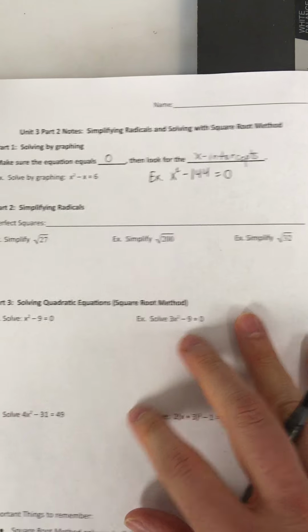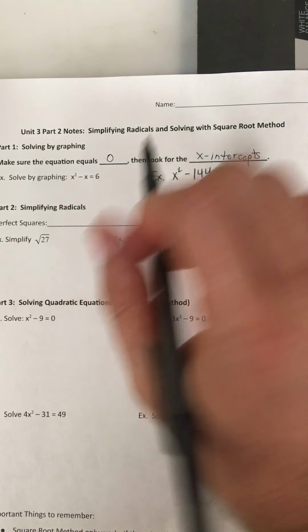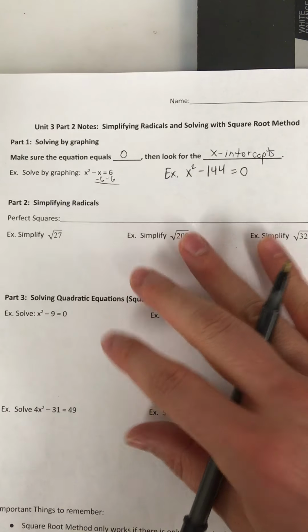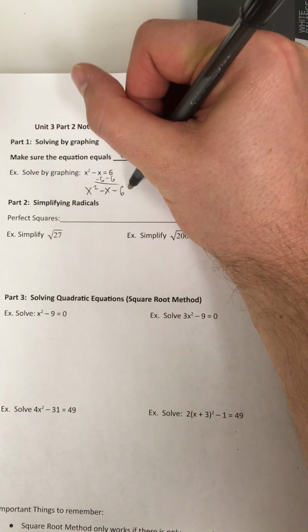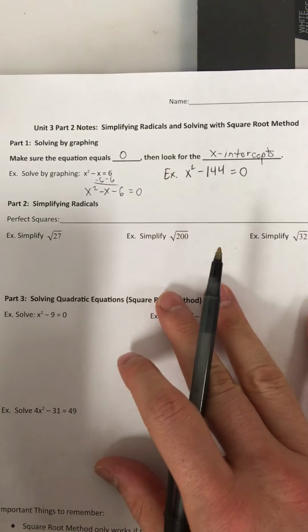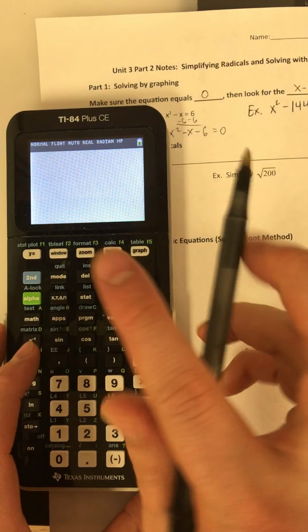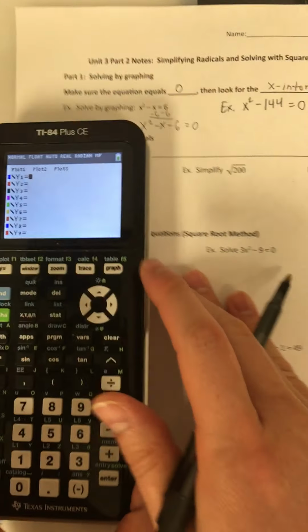So for example, the first problem, x squared minus x equals 6. I need to get that equal to 0. I would subtract 6 from both sides, so that would now say x squared minus x minus 6 equals 0. Now I'm going to use my graphing calculator to graph this. Turn it on, go to y equals up at the top left-hand corner, and type this in.